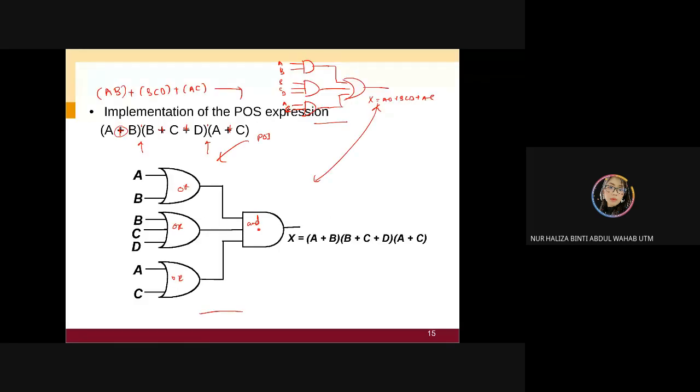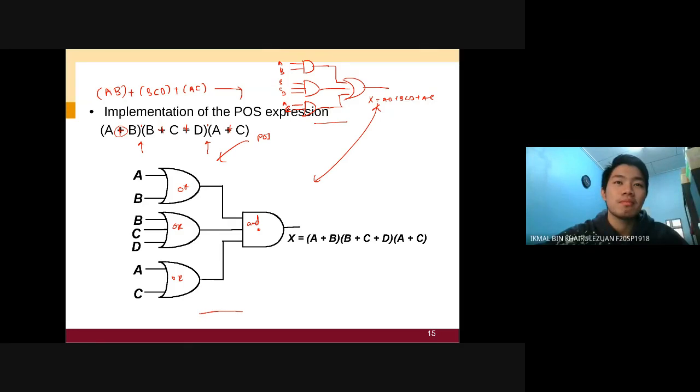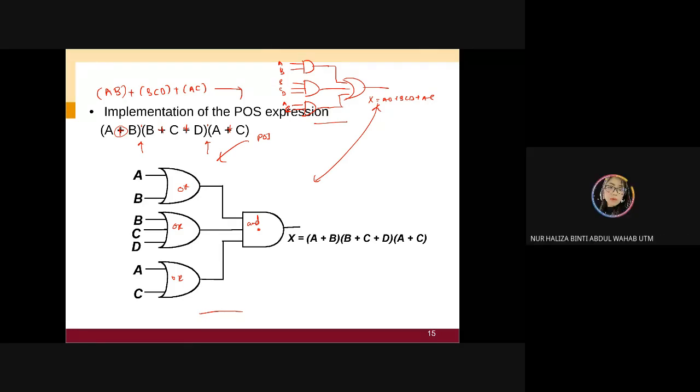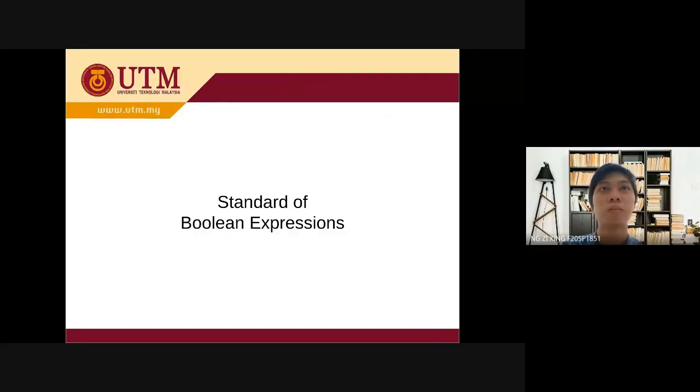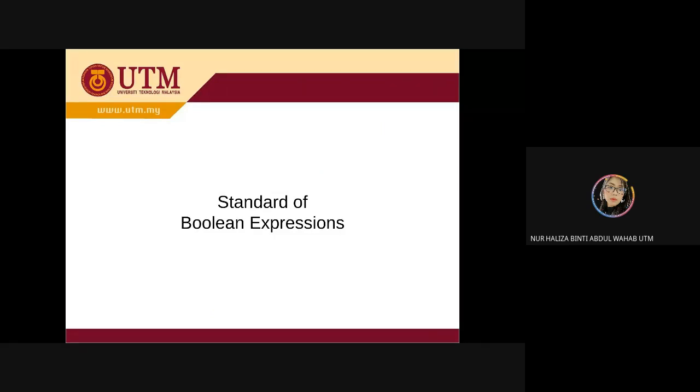Any question for this POS and basic SOP before we go deeper? No question, doctor. Okay, now we're going to look into standard Boolean expressions.